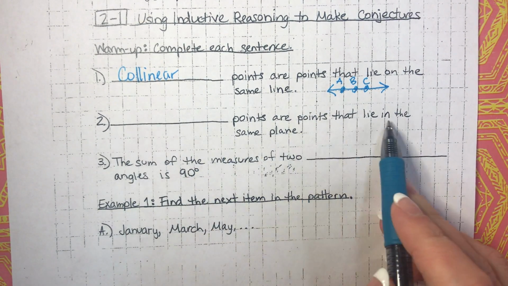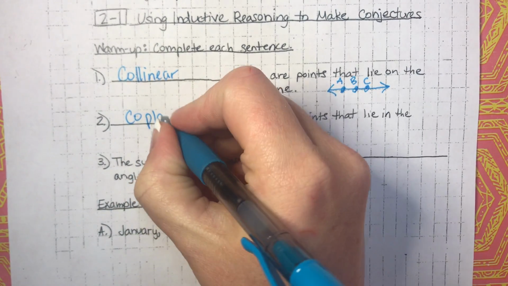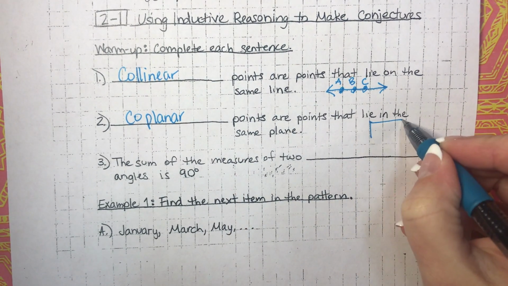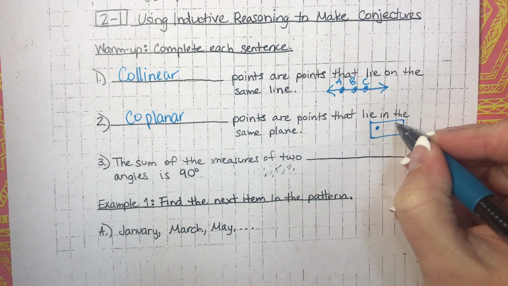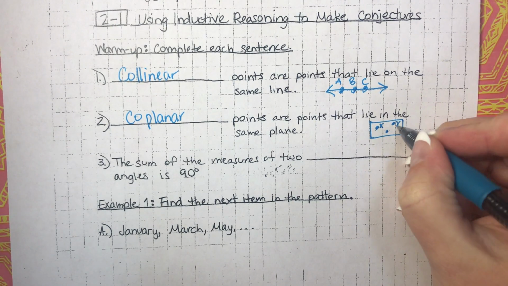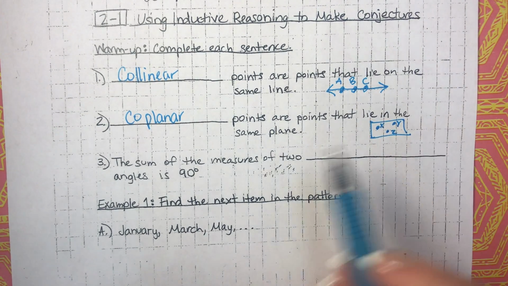Blank points are points that lie in the same plane. Those would be coplanar points. So if we had a plane here, it would be all different types of planes, points that are in the same plane. So X, Y, and Z would be coplanar.